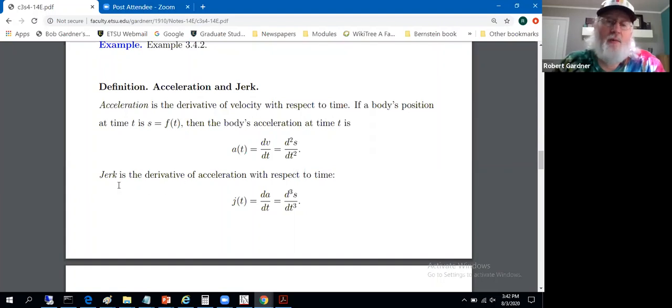Jerk, possibly you haven't heard of this, is the derivative of acceleration with respect to time. So the jerk, j of t, is defined to be the derivative of acceleration with respect to time. Well, acceleration, from the previous observation, is the second derivative of position, so jerk must be the third derivative of position. Why do they give it such an offensive name?